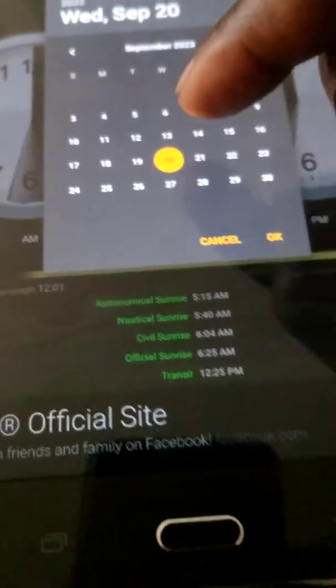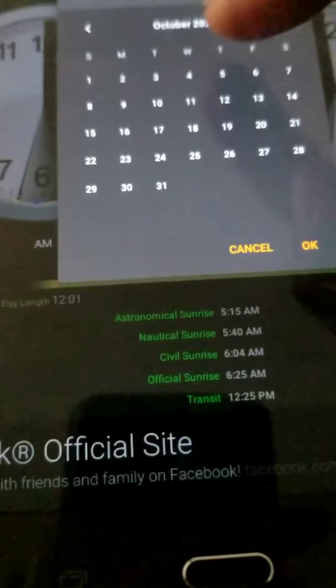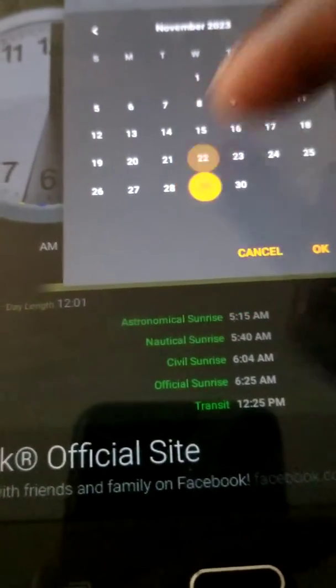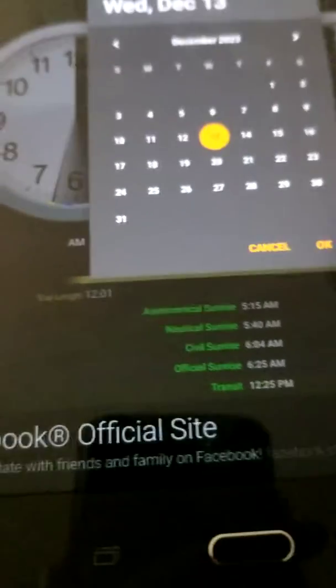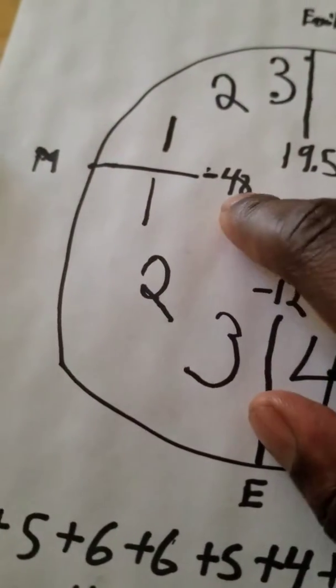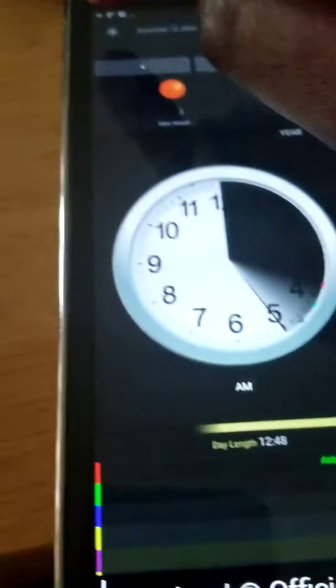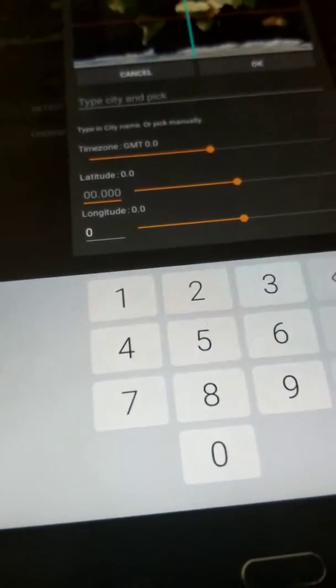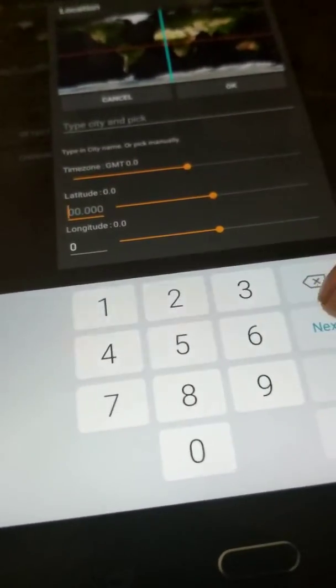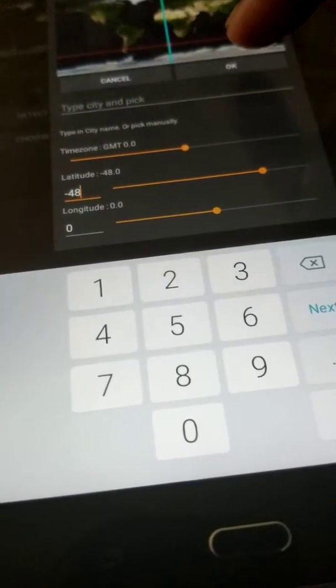This is the first week. 1, 2, 3, 4, 5, 6, 7, 8, 9, 10, 11, 12, 13. Same rules apply for winter. Negative 48 degrees, so they'll change the latitude. And once again, leave the city and states alone, countries, and just focus on the latitude, negative 48.